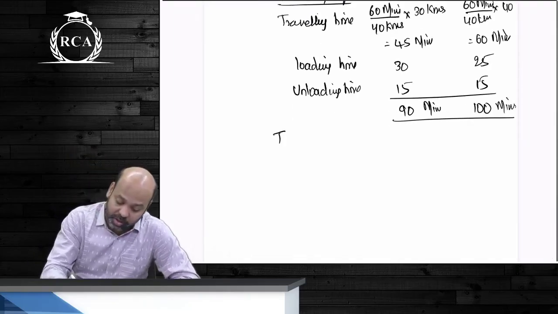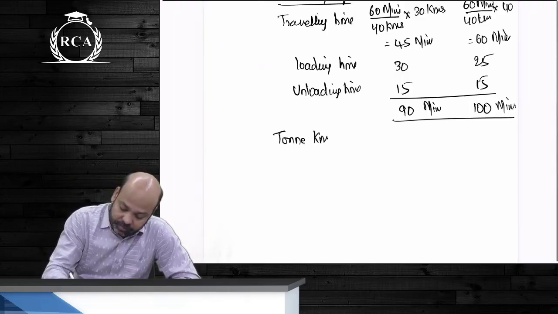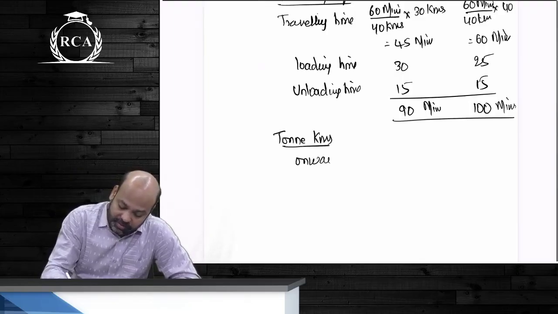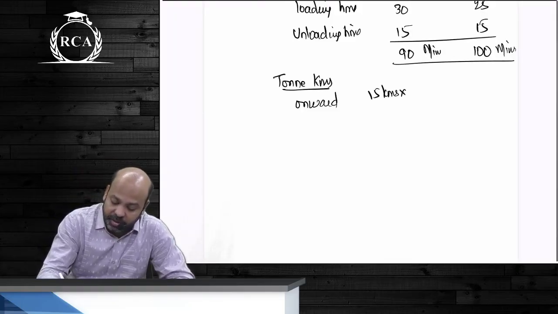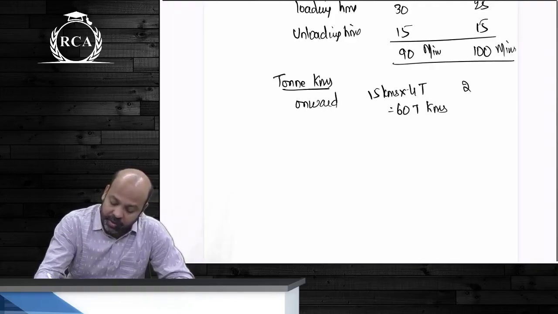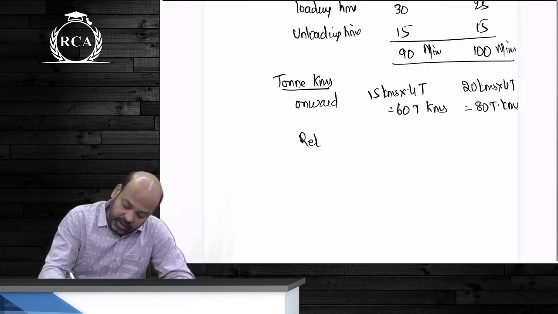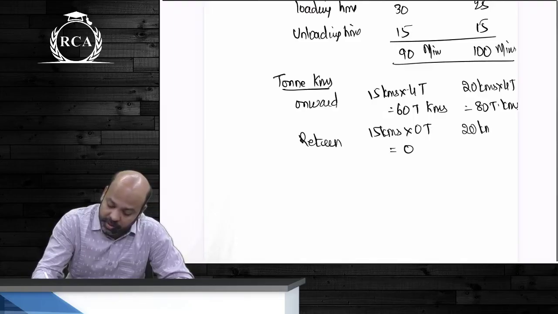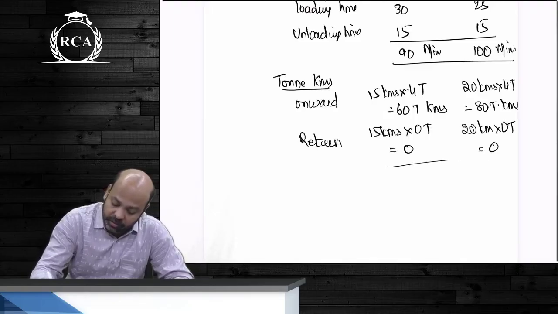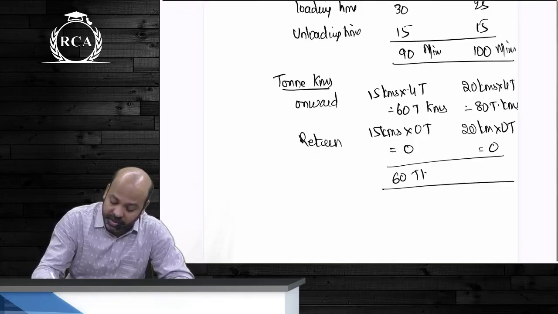Now what will be the total number of ton kilometers, guys? I'll prefer writing like this for the onward journey, guys, because this is at a distance of 15 kilometers. You will write 15 kilometers multiplied by 4 tons. How much will that be? 60 ton kilometers, guys. Here it will be 20 kilometers, but multiplied by 4 tons. How much will that be? 80 ton kilometers. For the return journey, guys, here it will be 15 kilometers multiplied by 0 tons. Here also, I'll write 20 kilometers multiplied by 0 tons. So the total number of ton kilometers, guys, would be 60 and 80 ton kilometers.